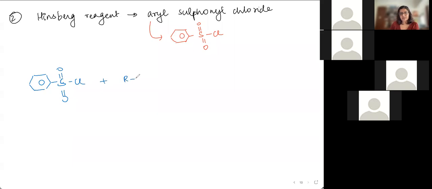Plus R-N, double bond here. What you end up getting is, again, just like what you found during acylation reactions: this bond breaks and this gets attached to N, and one of the hydrogens is lost. So if we have primary amines, this is what it ends up being.